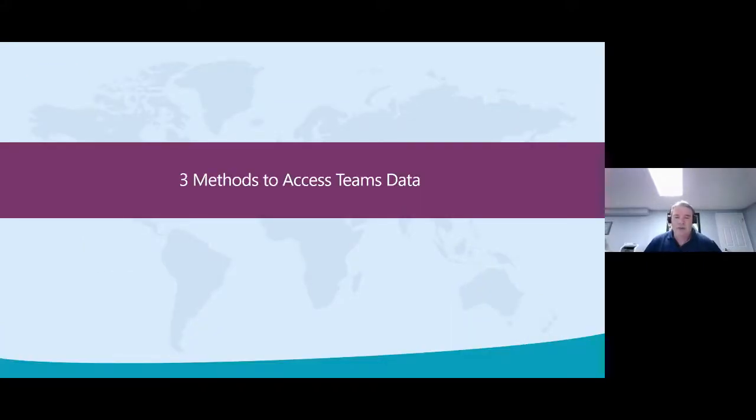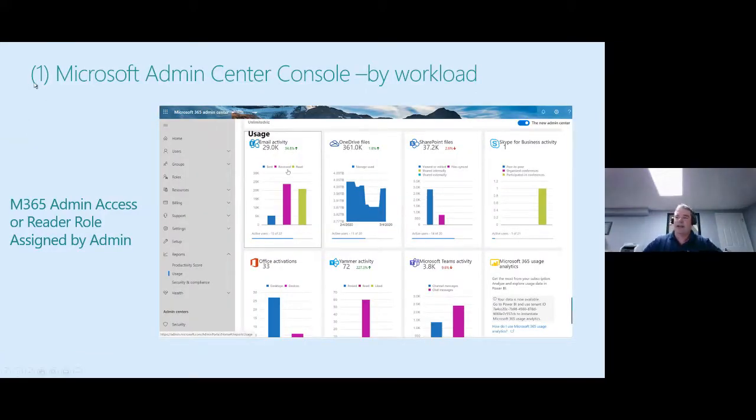So without further ado, we'll talk about the 3 ways to measure. The first one is the Microsoft Admin Console. What this allows me to do is go in, and you have 2 roles that you can log in with. I'm going to go in as the tenant administrator and be able to look at the various workloads. What I mean by workloads are SharePoint, OneDrive, Teams, Yammer, etc. That's what I define as a workload. And I'm going to look at that workload either as a tenant admin or as a reader role.